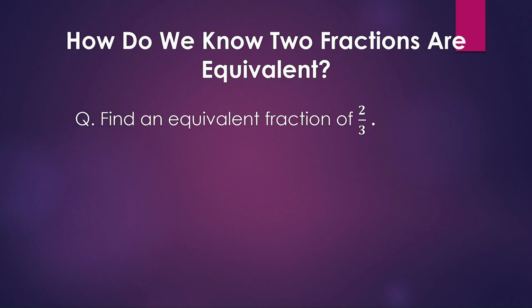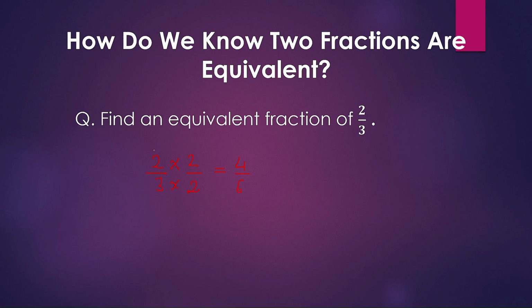How do we know that two fractions are equivalent? Now, to find the equivalent fractions of 2 by 3, we have already learned the two methods: first is multiplication, the second is division. You can see that 2 by 3 is already in its lowest form because it does not have any common factor other than 1. So here we are not going to divide, but we can multiply the fraction by 2. When we multiply it by 2, we get 4 by 6.